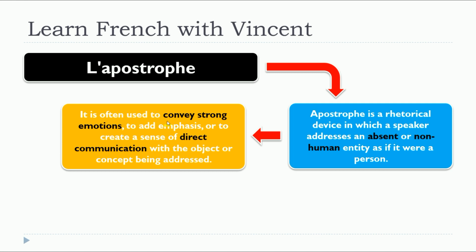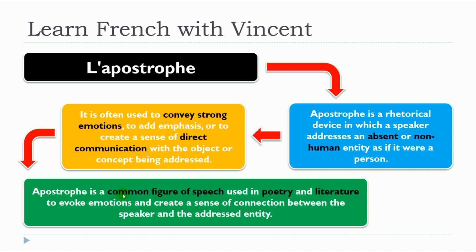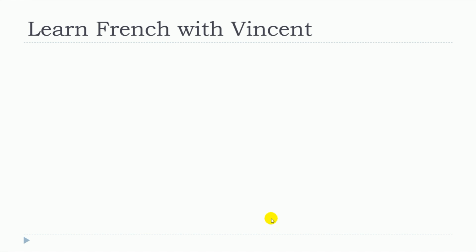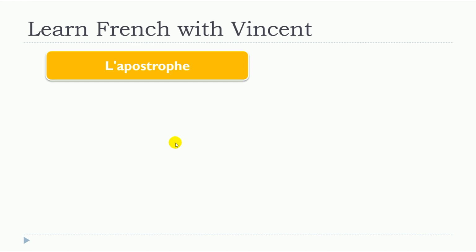It is often used to convey strong emotions, to add emphasis, or to create a sense of direct communication with the object or concept being addressed. Apostrophe is a common figure of speech used in poetry and literature to evoke emotions and create a sense of connection between the speaker and the addressed entity. So we'll see some examples with l'apostrophe.